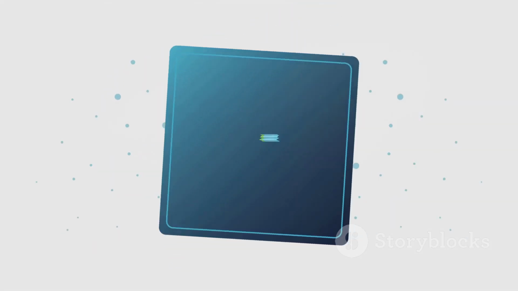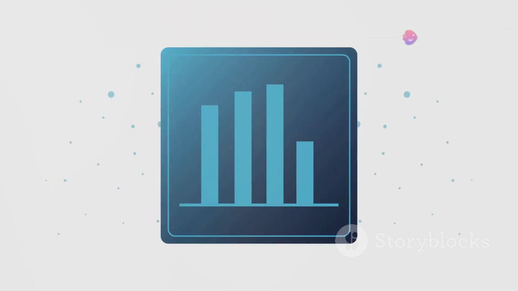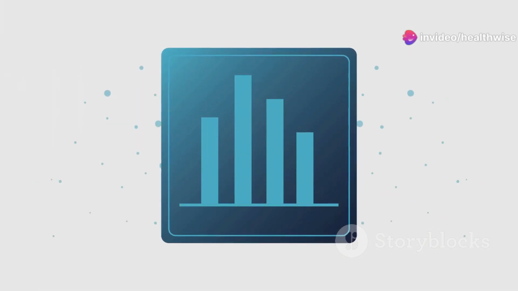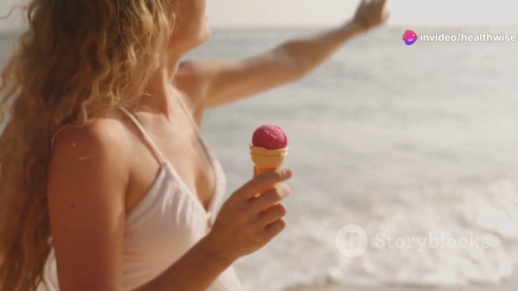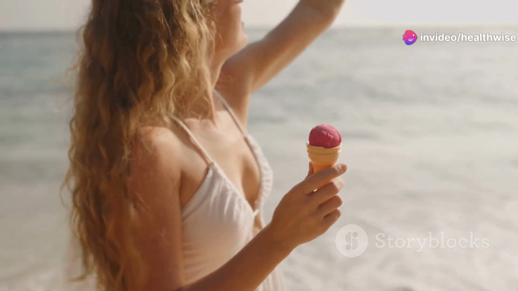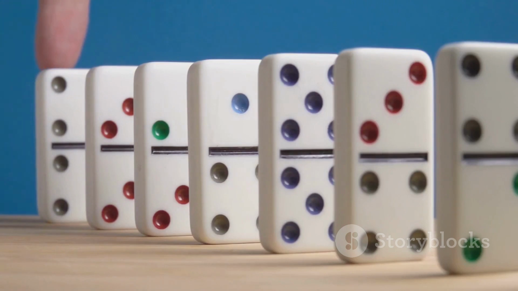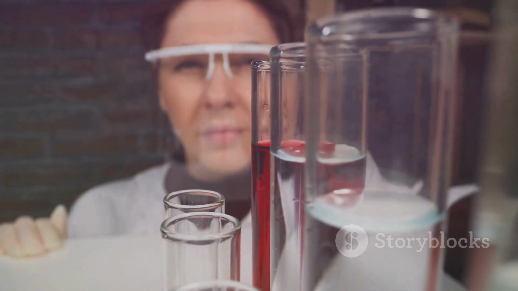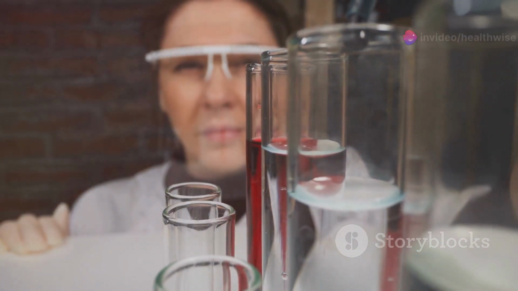For instance, we might observe an association between ice cream sales and drowning deaths. However, this association doesn't mean that eating ice cream causes drowning. Causation, on the other hand, implies that one event is the direct result of another event. To establish causation, rigorous scientific criteria must be met.